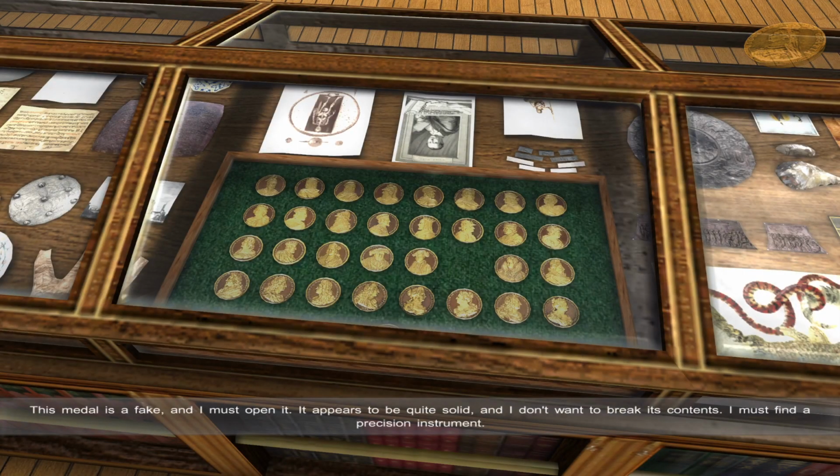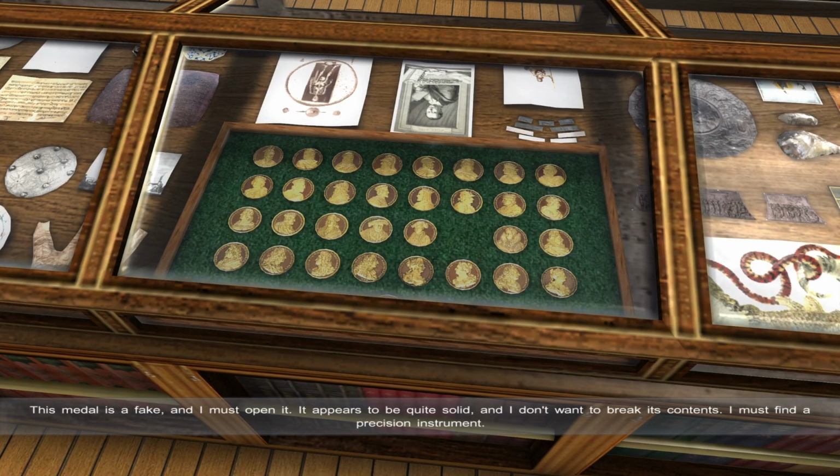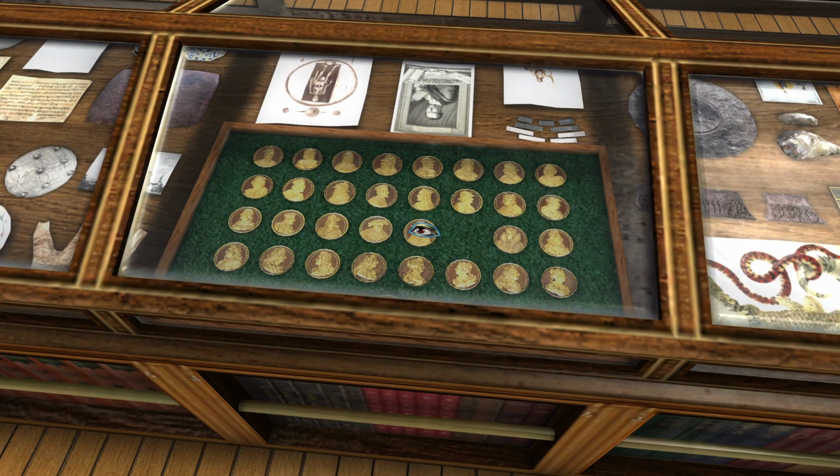This metal is a fake, and I must open it. It appears to be quite solid, and I don't want to break its contents. I must find a precision instrument. A precision instrument. Okay.